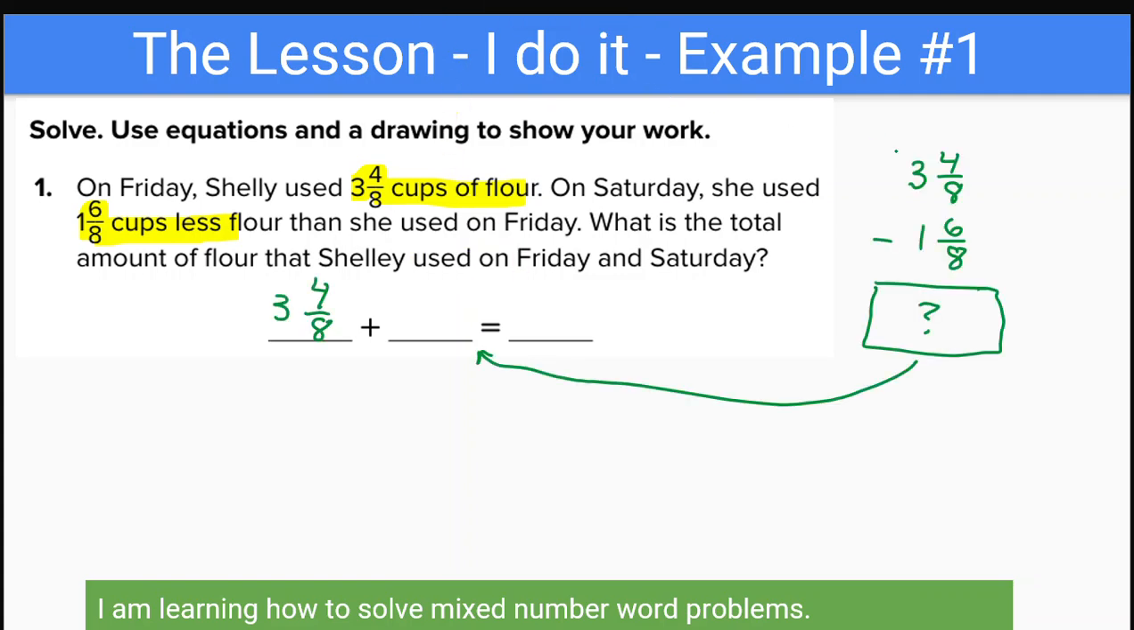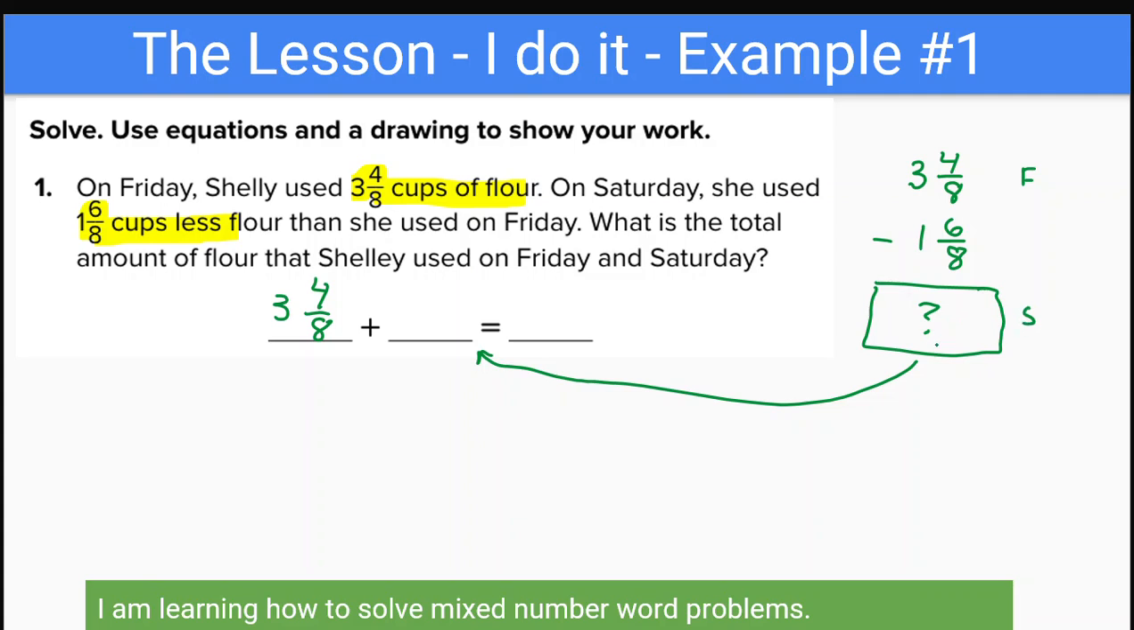Okay, well, what we had to do first is figure out how many cups of flour she used on Friday. Well, on Saturday she used 1 6/8 cups less than she used on Friday. So we start off with what she had on Friday right here. This is Friday, right? But on Saturday, she used 1 6/8 cups less than that, so we have to take that away. And this would be Saturday right here.